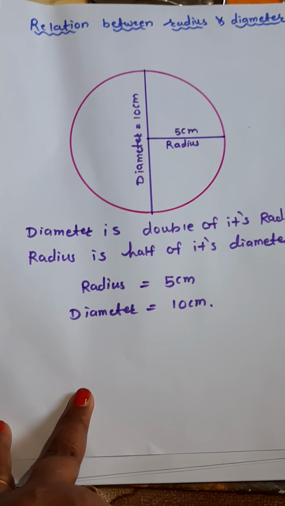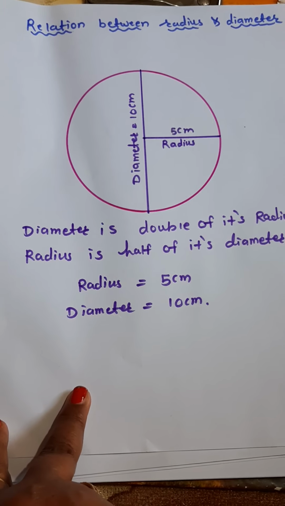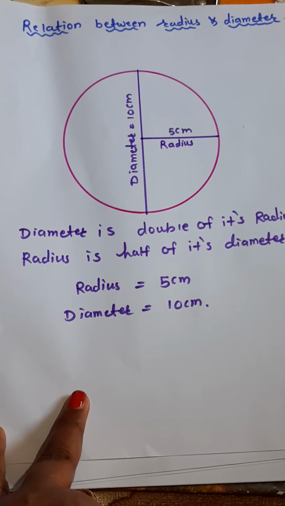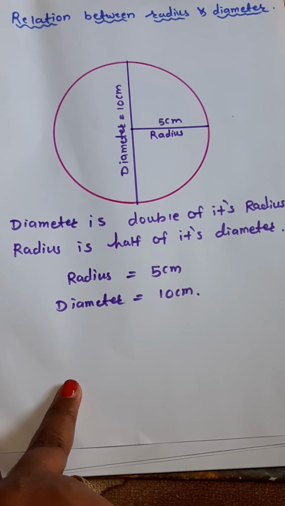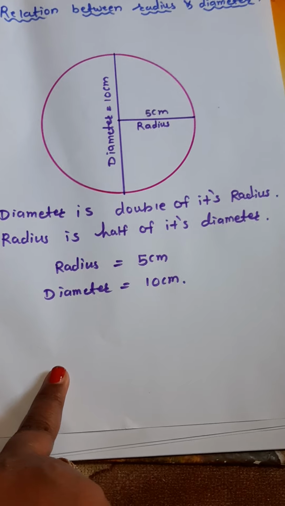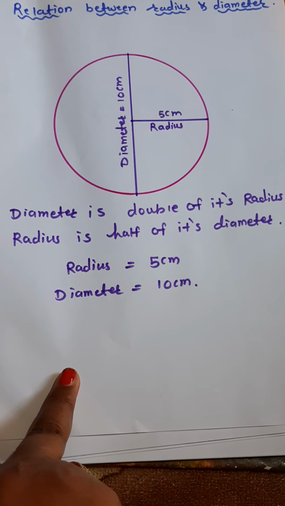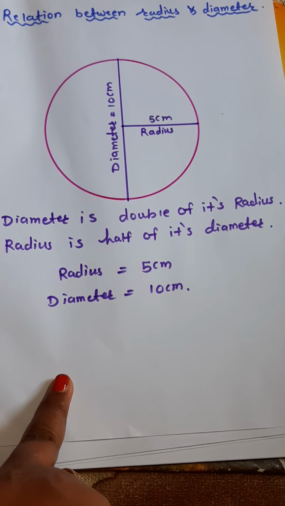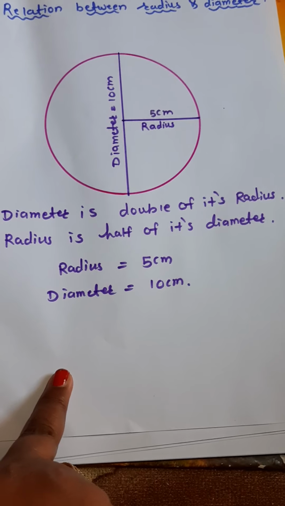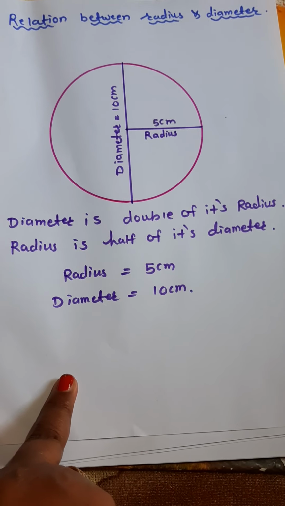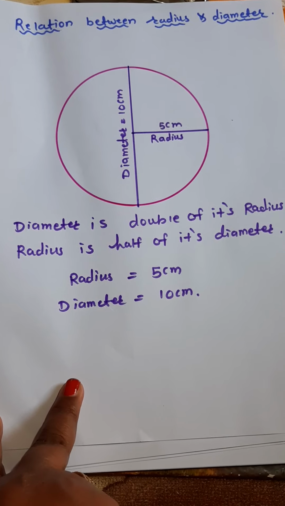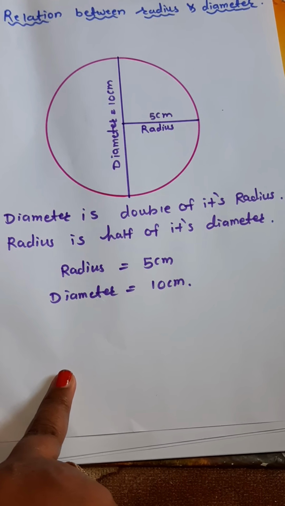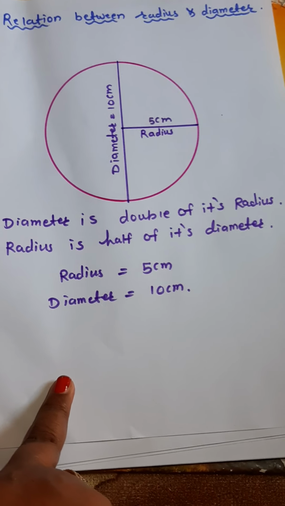Understood? If radius is 3 centimeter, diameter is 6 centimeter. If radius is 6 centimeter, diameter is 12 centimeter, like this way. Or if diameter is 10 centimeter, its radius is 5 centimeter. When radius is given, to get diameter, double it. When diameter is given, to get radius, make half of that number. Understood relation between radius and diameter? Diameter is double of its radius and radius is half of its diameter.